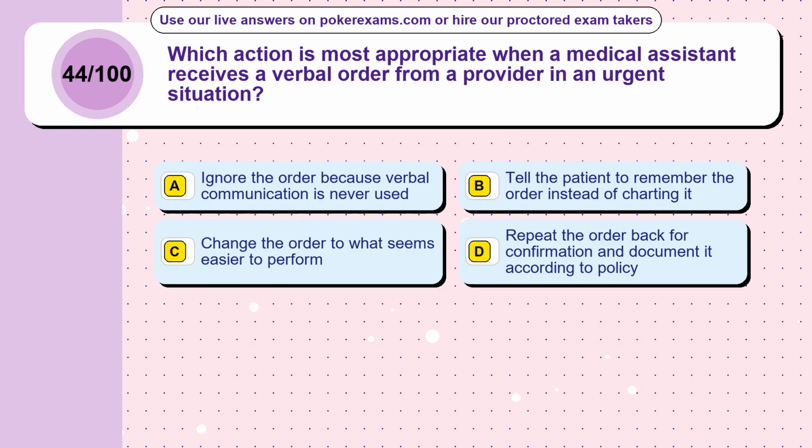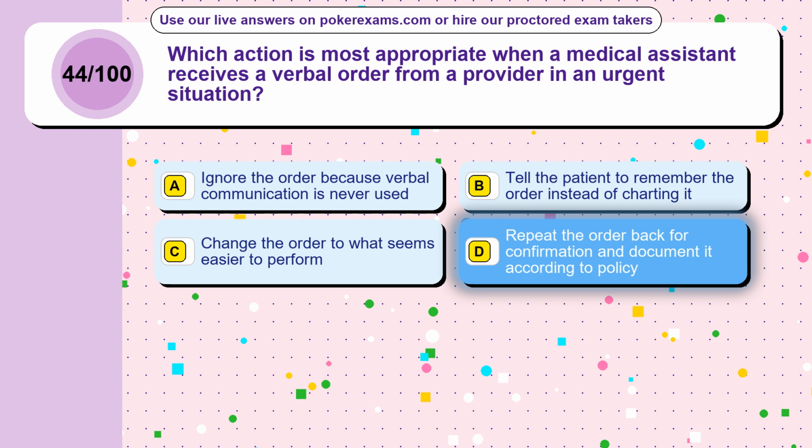Question 44. Which action is most appropriate when a medical assistant receives a verbal order from a provider in an urgent situation? Option A. Ignore the order because verbal communication is never used. Option B. Tell the patient to remember the order instead of charting it. Option C. Change the order to what seems easier to perform. Option D. Repeat the order back for confirmation and document it according to policy.